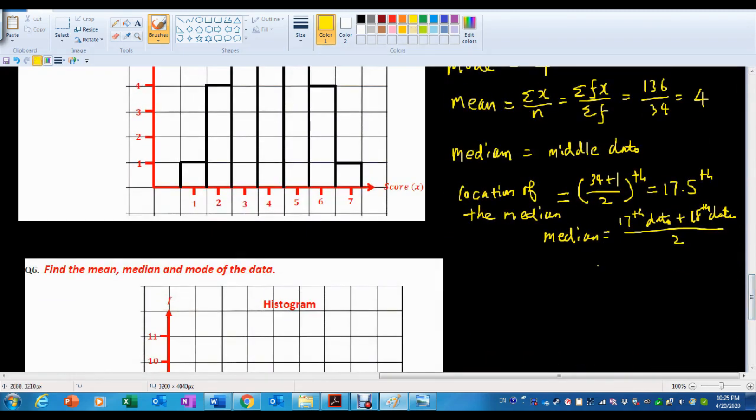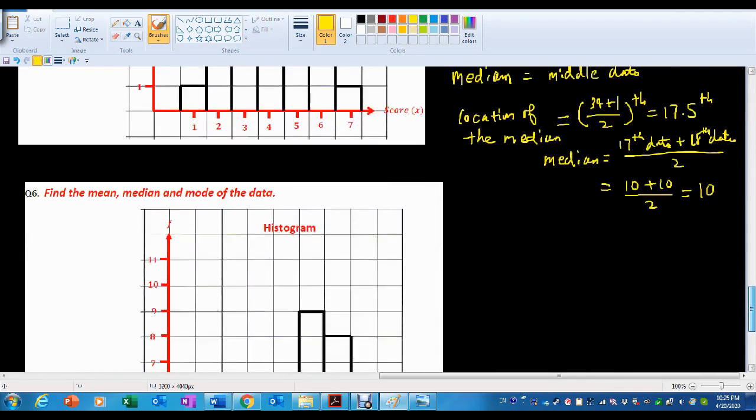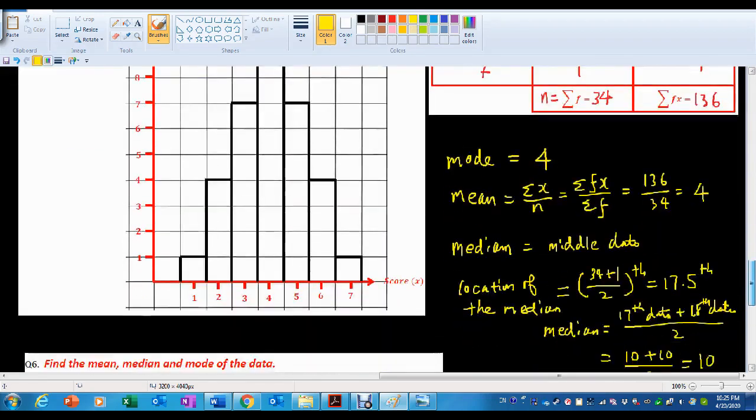All right, so the median will be both 10. Add together, got it. So it should be score 10 for the median, good.